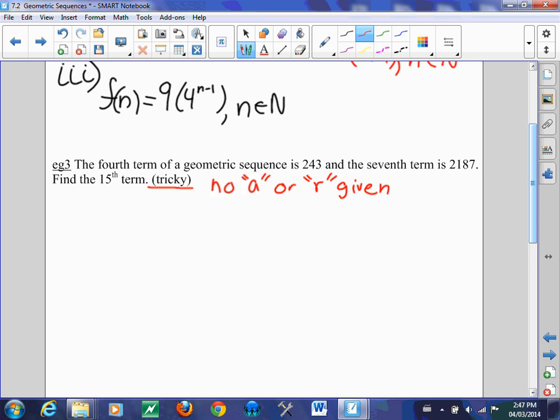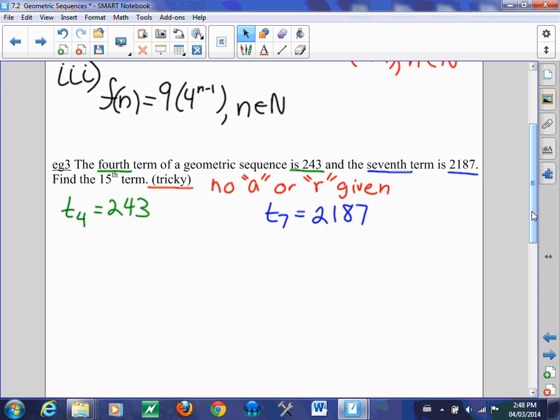We're going to just use the wording of this. The fourth term is 243. So T at 4 equals 243. Everybody with me? Hopefully. Let's try the next one. The seventh term is 2,187. What does that mean? T at 7 equals 2,187. Hopefully everybody is okay with that.